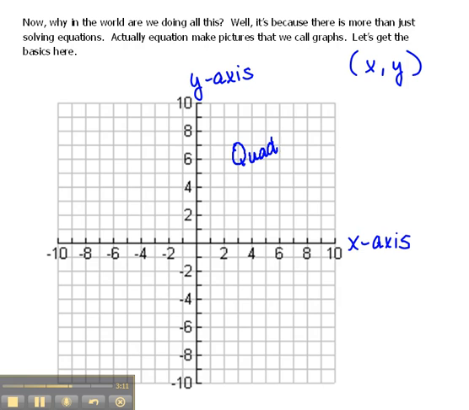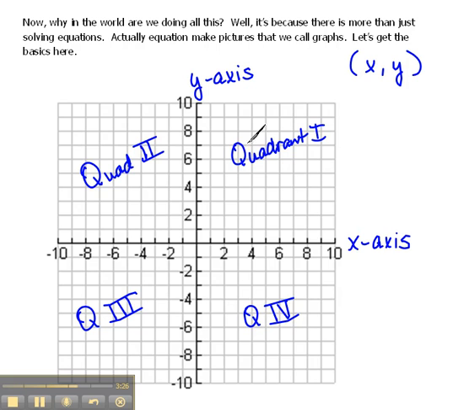So this is quadrant 1. This would be quadrant 2. I'm going to abbreviate it as quad. This would be quadrant 3. I'm going to further abbreviate it now just to a Q. And this would be quadrant 4. So it goes counterclockwise starting up here: quadrant 1, 2, 3, and 4. Now notice that I used Roman numerals here. That's important. If you say quadrant 4, you are wrong because we use Roman numerals to identify our quadrants.